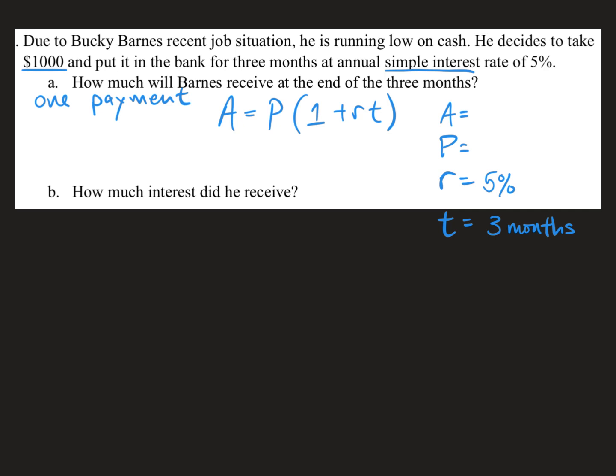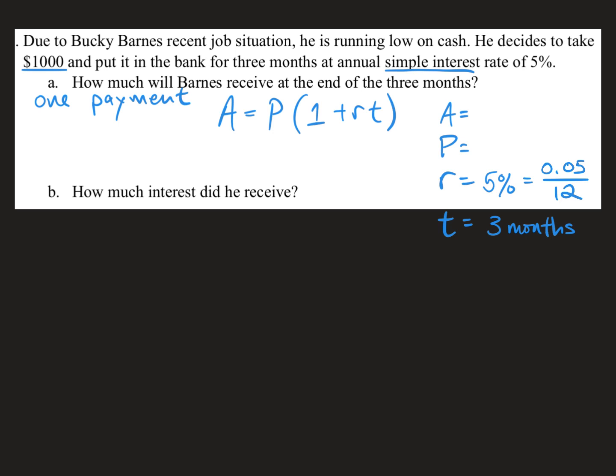Now, one thing you have to keep in mind as you're going through and doing this is the time period, or the time unit, in this case months, needs to match the rate. Right now, this is an annual simple interest rate. We need to make it monthly. So not only do we have to change this to a decimal, but we also need to change it to a monthly rate. And you can do that by dividing the rate by 12.